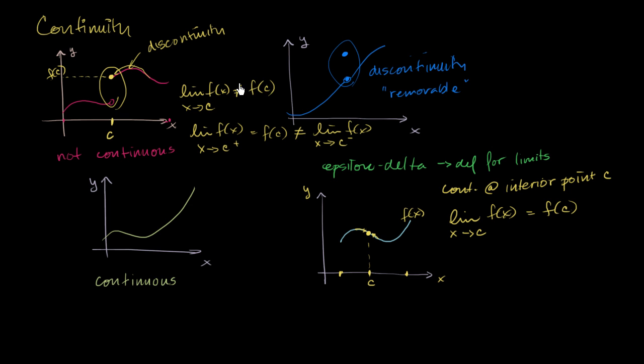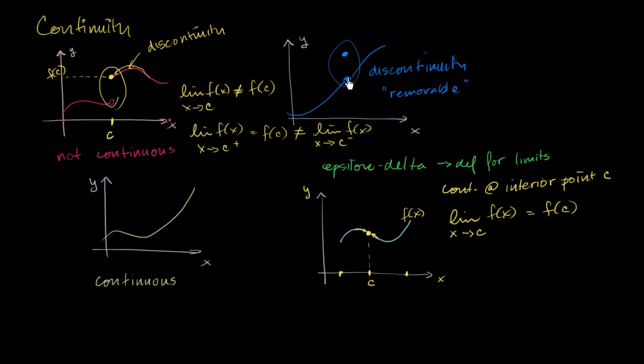In order for the limit to be equal to f of c, the limit from both directions needs to be equal to it, and this is not the case. So this would not pass muster by our formal definition, which is good because we see visually this one is not continuous. What about this one right over here?